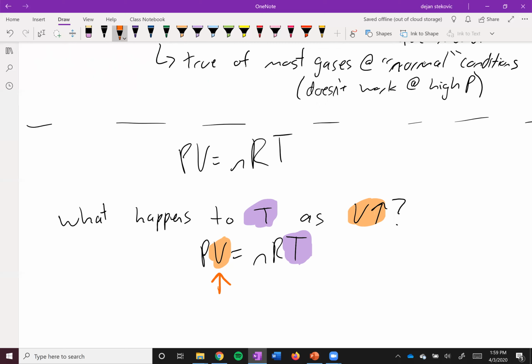So what happens when volume increases? The other part of this question that you have to assume is that all these other ones are staying constant. So the pressure is constant, the n is constant, the R is constant. So you have kind of a number equals a number, and these two have to be the same because everything else is staying constant. And so what happens when you increase this number? Well, you have to increase this number as well. So as volume increases, temperature also increases.